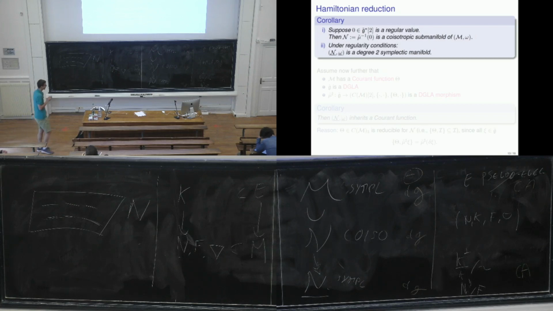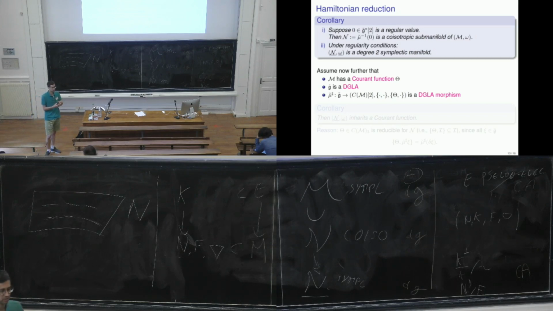Now, what about adding the extra data, namely the Courant function? Suppose that M is not just symplectic, but has a Courant function. Then it makes sense to upgrade G tilde, the object that acts. That should not be just a graded Lie algebra, but a differential graded Lie algebra. I'll try to convince you in the next bullet point. And then the moment, or co-moment map, should be not just a morphism of graded Lie algebras, but of DGLAs. Okay, I explained this very badly.